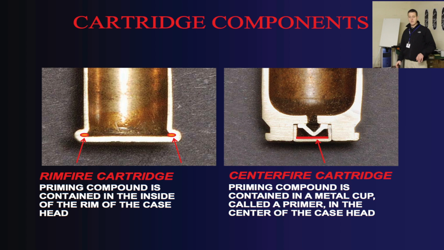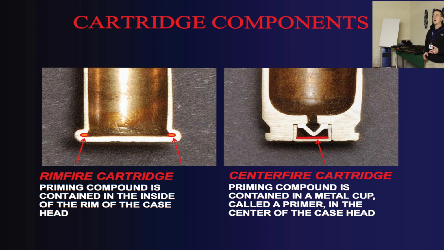They've been handed around, so have a look at the differences there. In a centre fire cartridge, the priming compound is contained in a metal cup called the primer in the centre of the case head. So that must be struck in the centre of the case head, generally with larger calibers. The .22 caliber LR round is a rim fire round, and one of the empty shells that has been handed around is a 22 LR round.